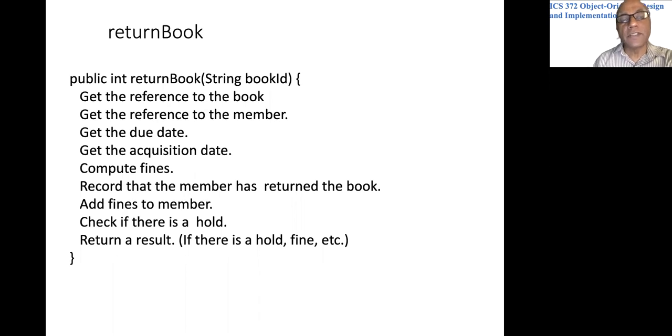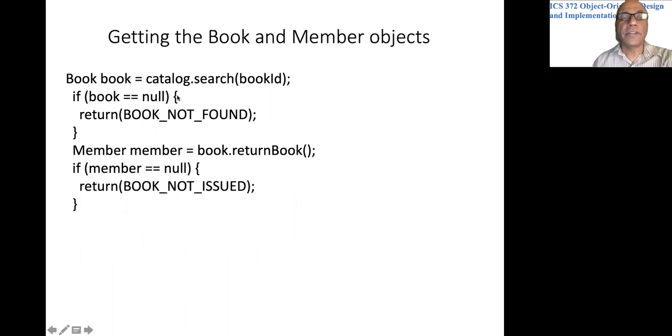Let's now refine this further and look at the Java code. This is stuff that we have already seen from the previous version. We search for the book and we search for the member, or rather get the member from the book. So we search for the member here, for the book here, and the book tells you to whom the book was issued.